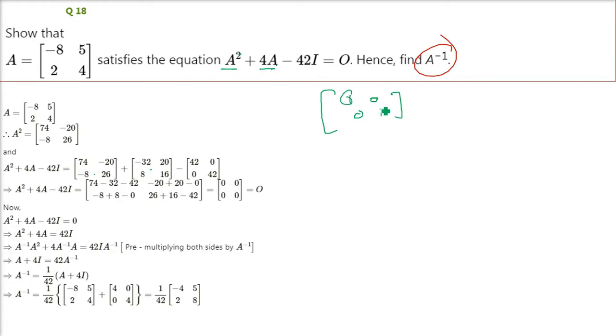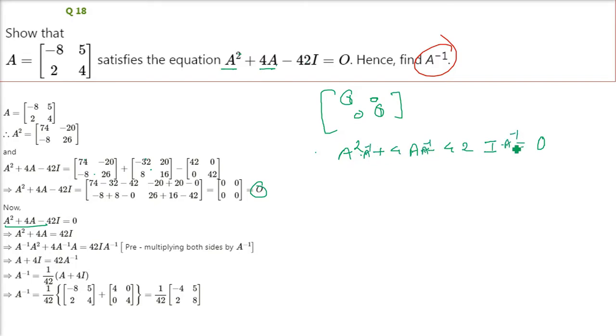But before that, you have to satisfy the equation, verify the equation. So put this a square, a, that is 4a, and minus 42i here, and then that has to be equal to 0. Now after verification, a square plus 4a minus 42i equals 0. And as I said, the identity element term has to be taken on one side. So just multiply this all with a inverse.